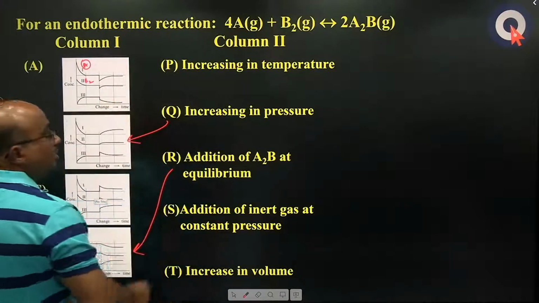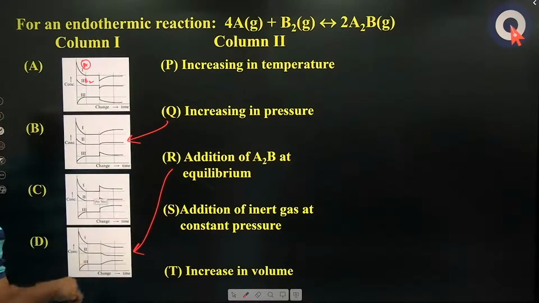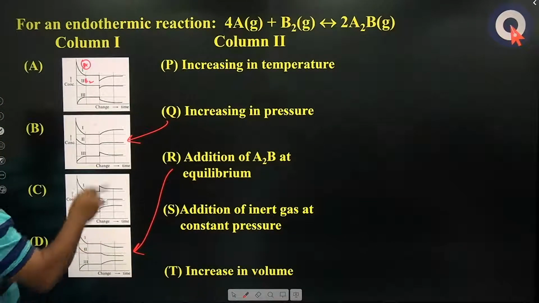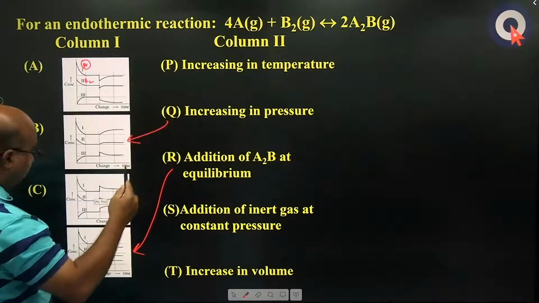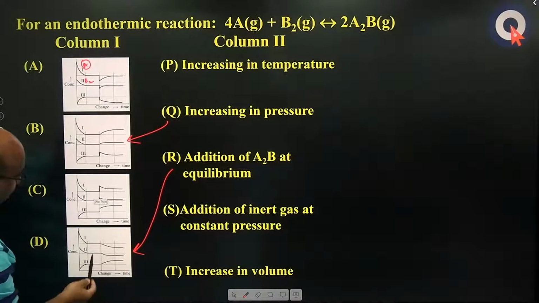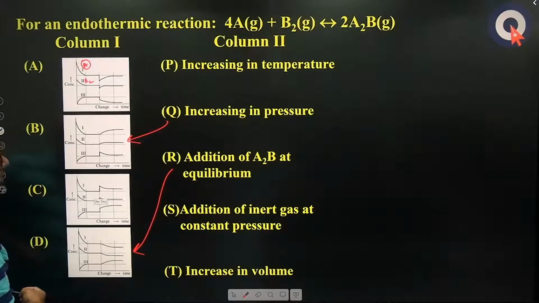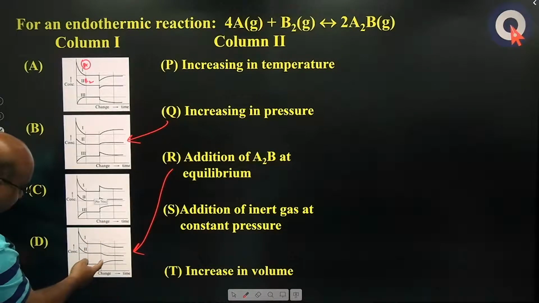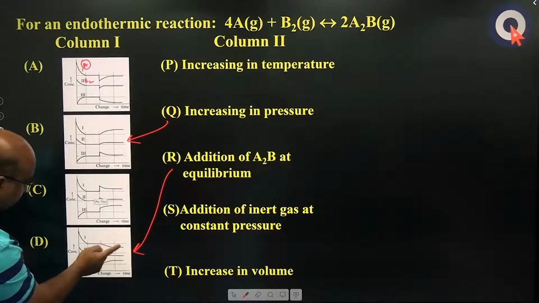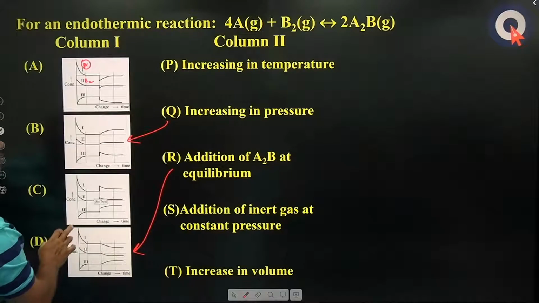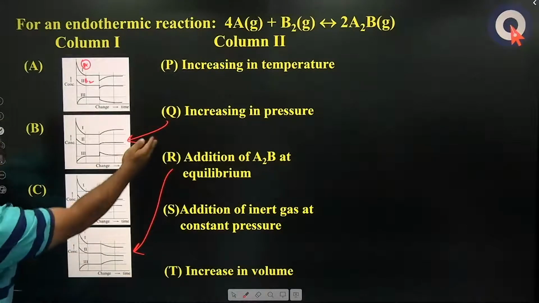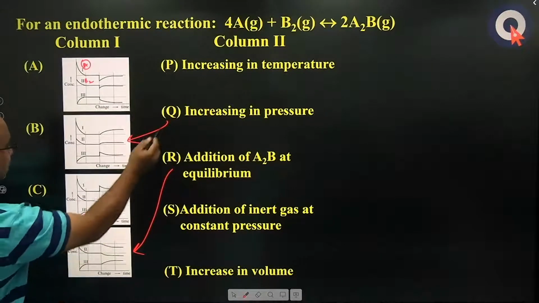So here, what should happen? A2B should decrease, and immediately the A and B2 value should increase. So where is A2B decreasing? When inert gas is added, the reaction starts moving in the backward direction. So this is increasing, this is decreasing, this is decreasing. Clear? So this Q is also indicating this.